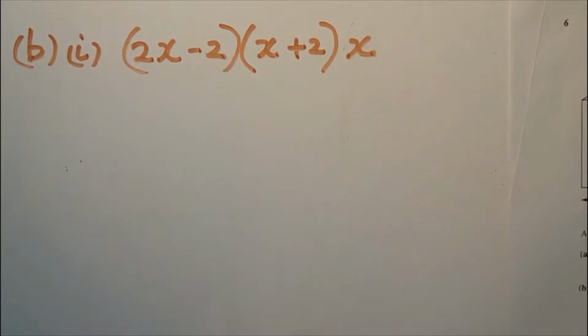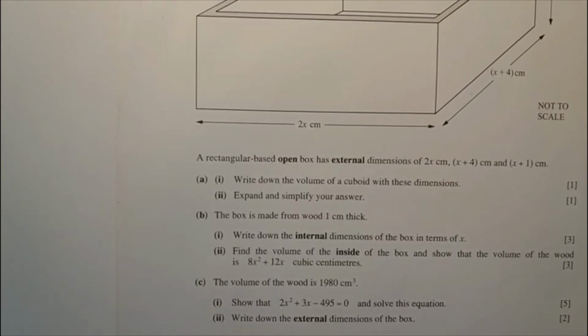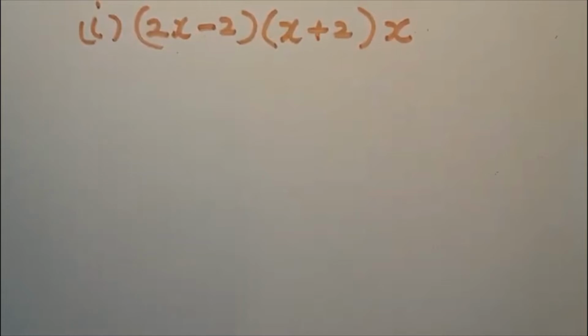So part B 2I asks us to find the volume of the inside of the box, and then we have to show that the volume of the wood is 8x squared add 12x cubic centimeters. So this is what we obtained in part I, and to find the volume of the inside, all we have to do is to clear these brackets, and that will be our volume of the inside of the box.